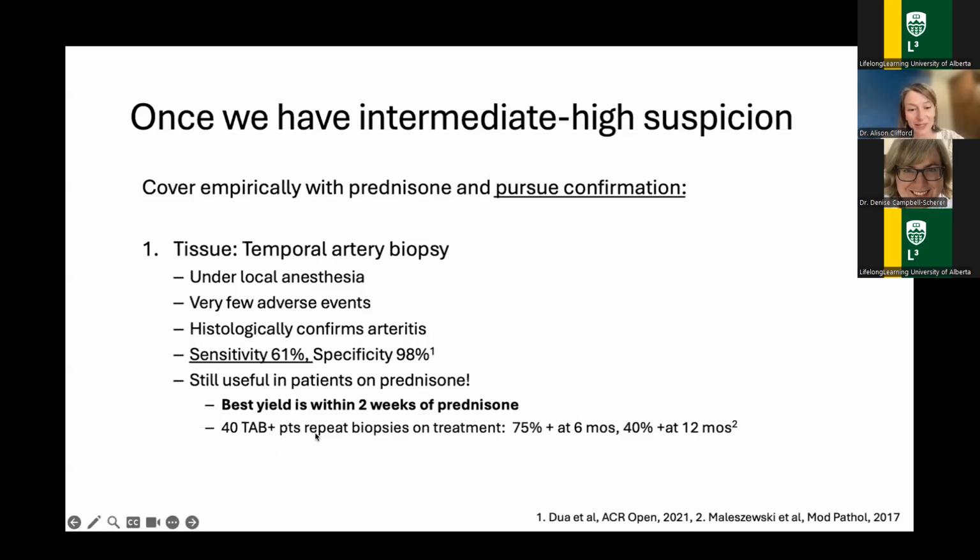There's a really nice study from the Mayo Clinic where they repeated the biopsy on the contralateral side at 6 months, 12 months. I mean, still 75% of patients were biopsy positive, even after 6 months of treatment. So these infiltrates are really slow to resolve. So my general recommendation is if we're not sure it's GCA, it's generally a good idea to do one.